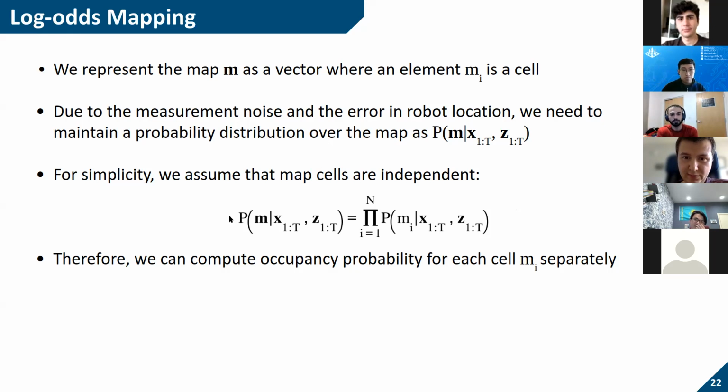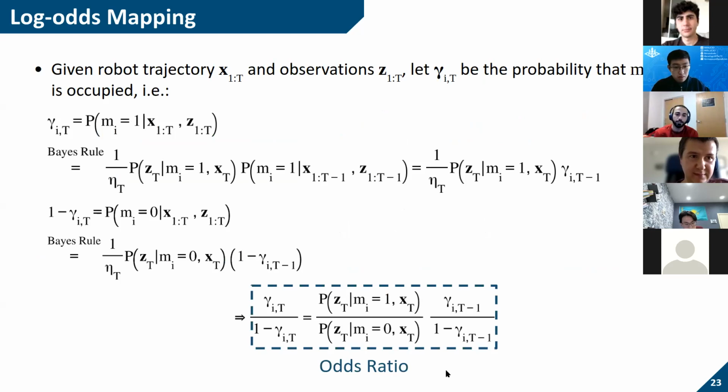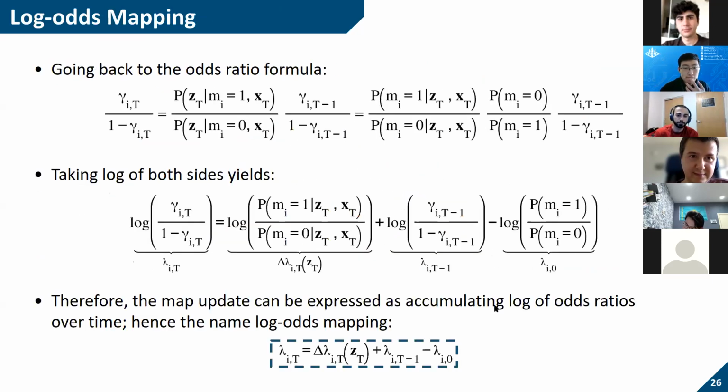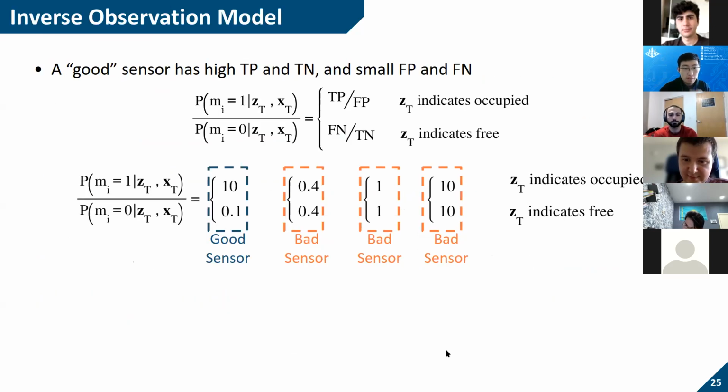There are some assumptions. One assumption is that map cells are statistically independent. That makes the mapping easier because we need to keep the occupancy probability of each map cell separately. I'm not going to delve into the details of it. Feel free to read it. I can send you the slides later.